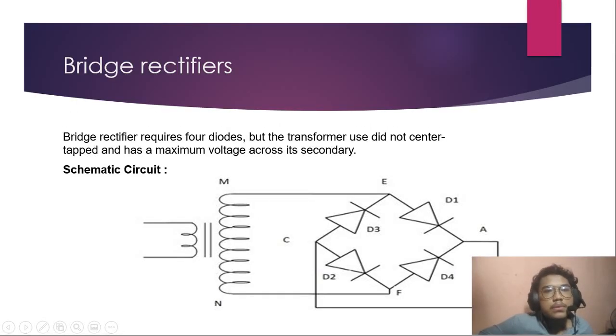The last one is the bridge rectifier. A bridge rectifier requires four diodes, but the transformer used does not need a center tap and has a maximum voltage across its secondary. The schematic circuit shows four diodes, one transformer, and a load resistor, but this one is not center tapped.